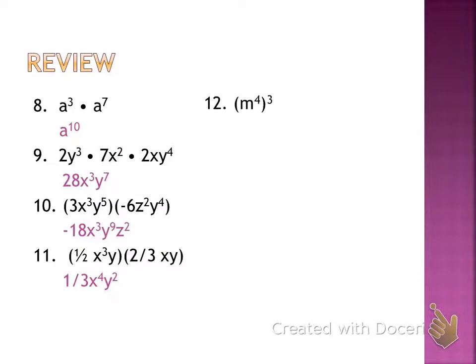All right, here's number 12. So we have an exponent to an exponent. There's one base with 2 exponents. What do I do in this case? This is when you multiply the exponents. So boom, m to the 12th.